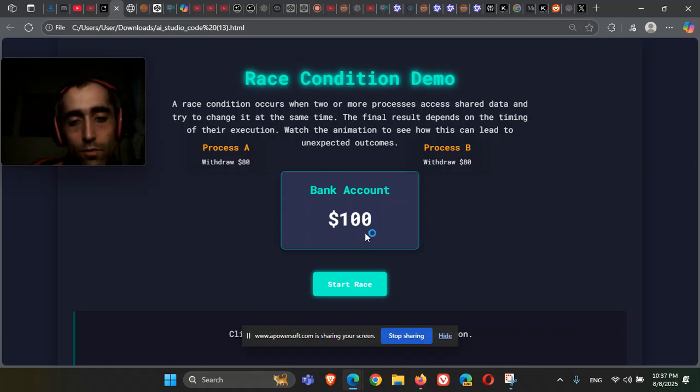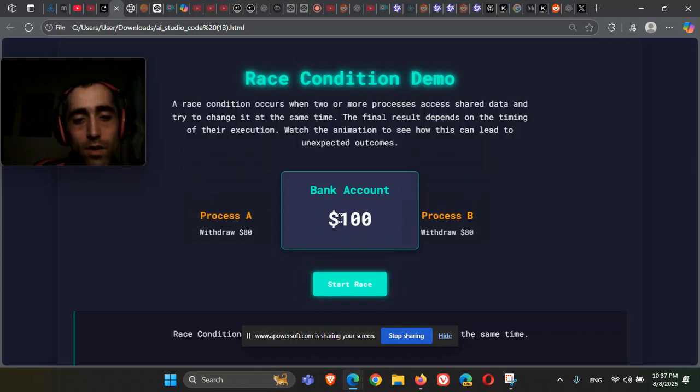So it's a bank, for example, there is money. Each one of them wants to take $80 out, but they will come at the same time to the bank and take out the money. Now, before process A finishes saving what he did, process B already tries to do something after process A did what he did.